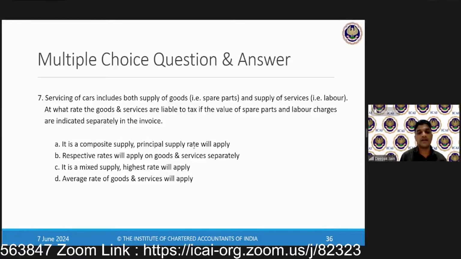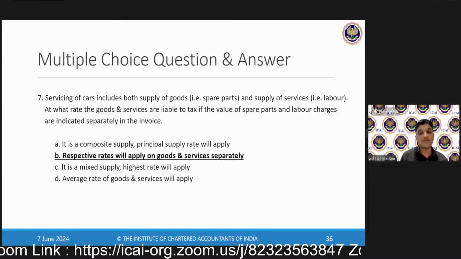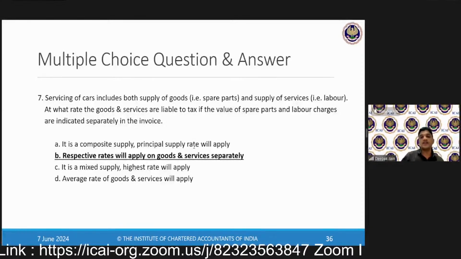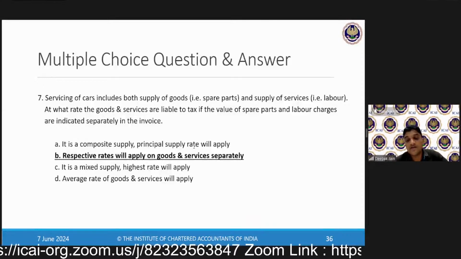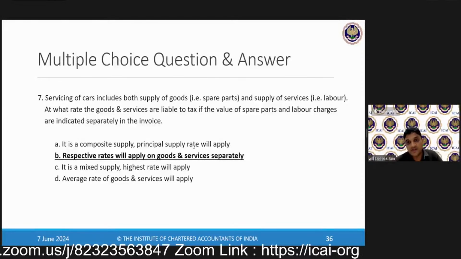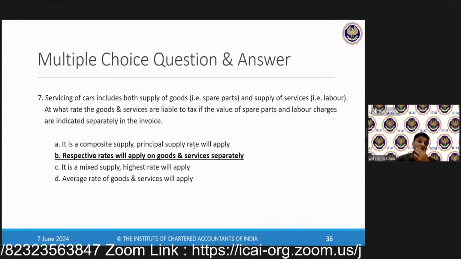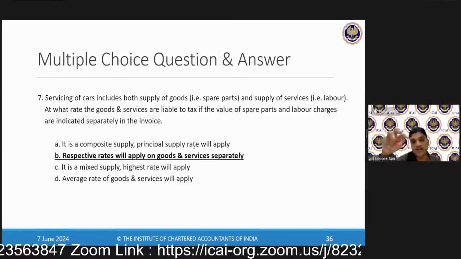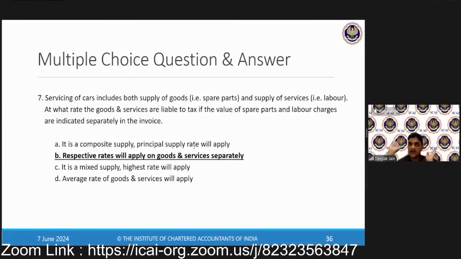Respective rates will apply, because read the question. Is it a composite or a mixed supply? It says servicing of cars, and if the value of spare parts and labor charges are indicated separately in the invoice, it is not a mixed supply for sure. Because if it were a mixed supply, then one price would have been charged. They have charged separately. The value of spare parts and the value of labor charges are there separately.